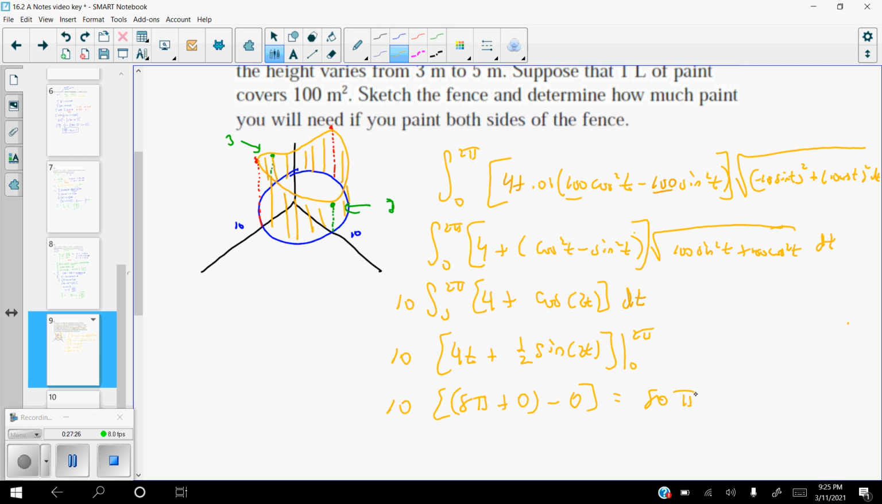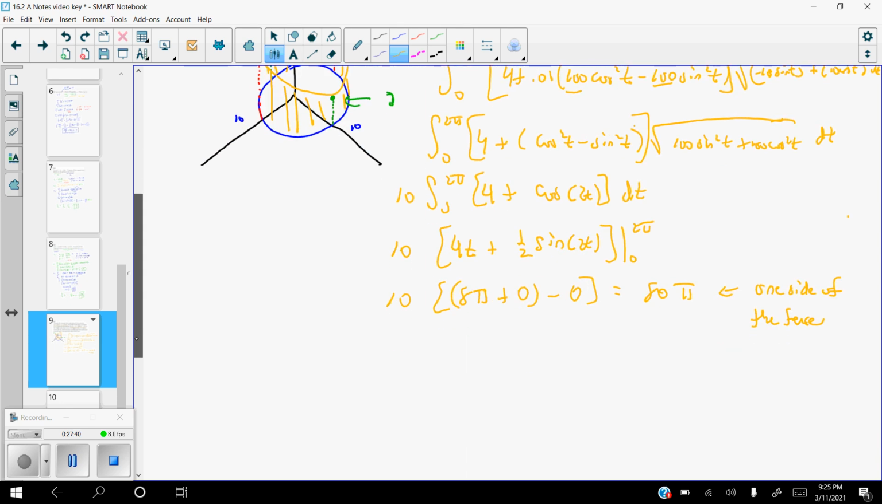That's the surface area of the fence. That's one side of the fence. This represents one side of the fence. So then obviously what I'm going to have for the total surface area of this thing is 160 pi surface area for both sides.